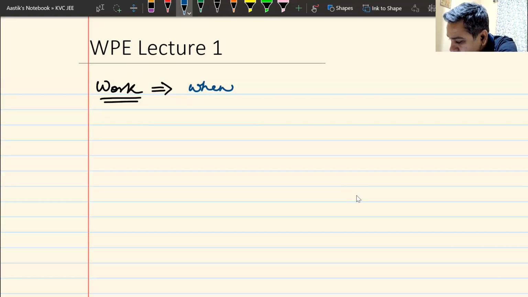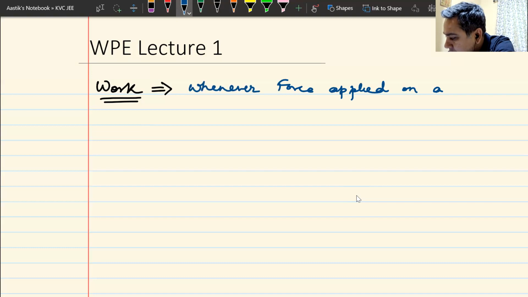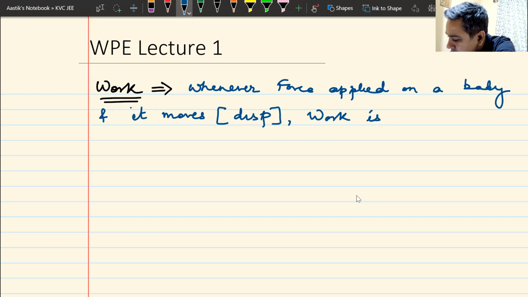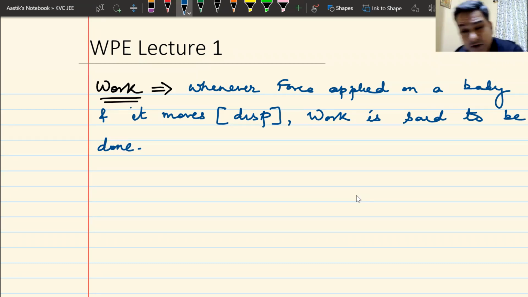Whenever force is applied on a body and it moves, it gets displaced. You can also write the term displaced. Work is said to be done whenever you apply a force on a body and the body moves or gets displaced. That does not mean that when the size and shape changes, work is not done. Work is also done there. We'll do it in a different chapter.